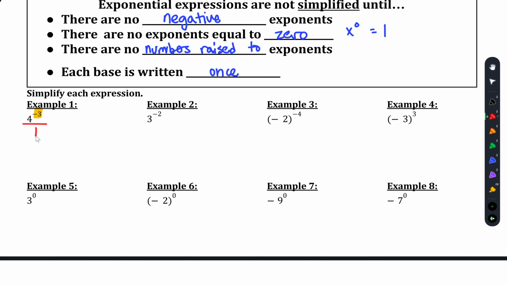Remember our rule that we don't leave anything as a number raised to an exponent. So I'm going to take that 4 to the third, and I'm going to multiply 4 times 4 times 4 to get 64. This is 1 over 64.